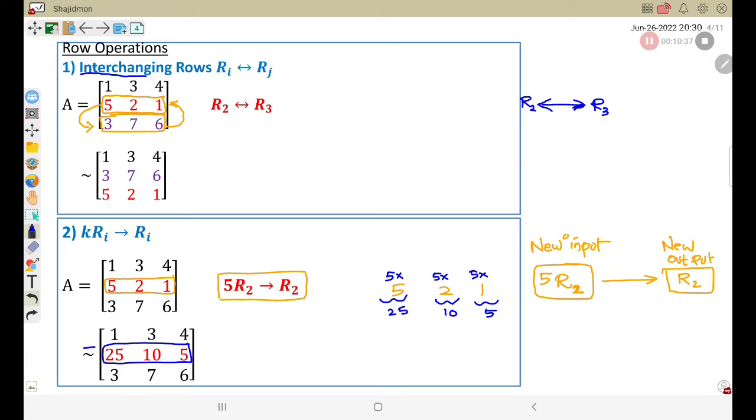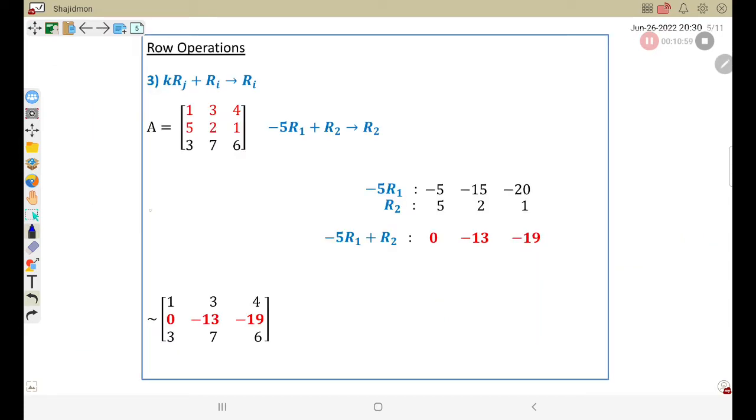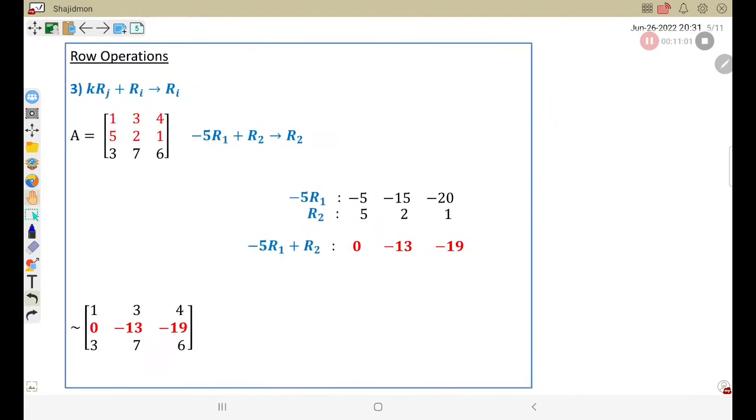When we are changing, we can use this symbol for equivalence. We call it an equivalent matrix: 1, 3, 4, 25, 10, 5, 3, 7, 6. For finding the solution, we can use this matrix. That is why we are using the equivalent matrix. The A matrix is equivalent to this one. So this is the second operation: interchanging first, then constant multiply. Now we will go to the third one. This is the main operation we need to study.